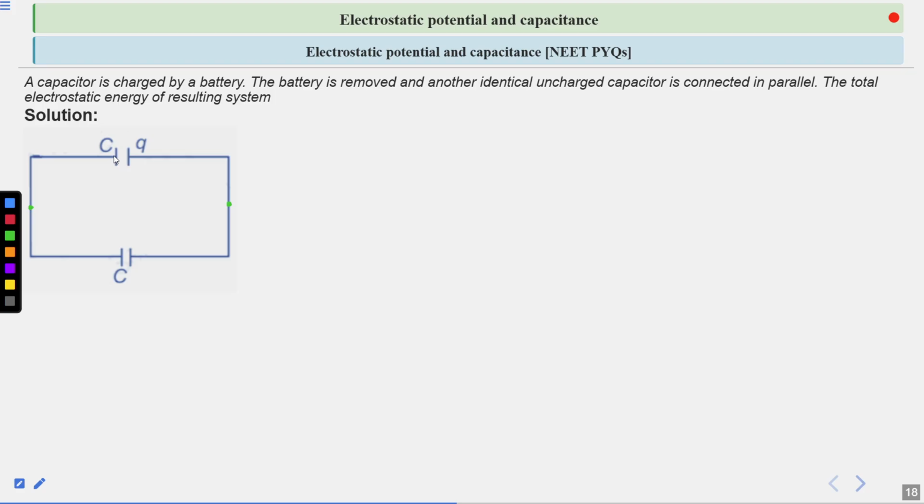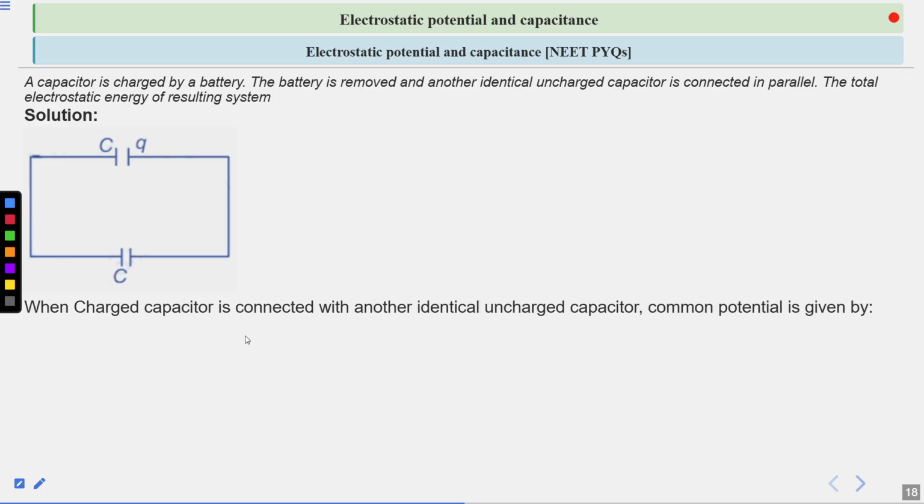One plate, the positive plate, is connected with the positive plate of the other, and the negative plate is connected with the negative plate of the other. Okay, so they will attain some common potential. Charges will start flowing from this capacitor to this capacitor. After redistribution of the charges in static condition, when there is no flow of charges, both capacitors will attain the same potential, known as common potential. Since they are in parallel, they will be at the same potential.